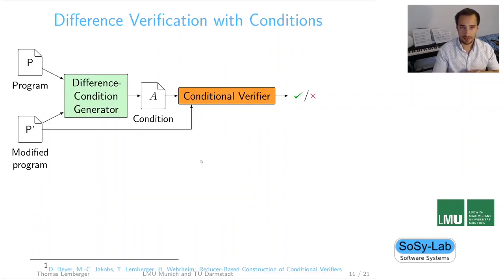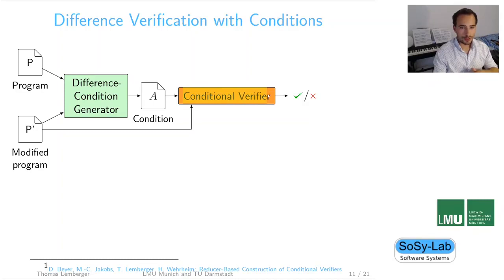So let's plug this together. We have a program and a modified program. We give these two to a difference condition generator that creates the difference condition. And we give this to a conditional verifier that uses it to only analyze those parts of the modified program that differ from the original program.